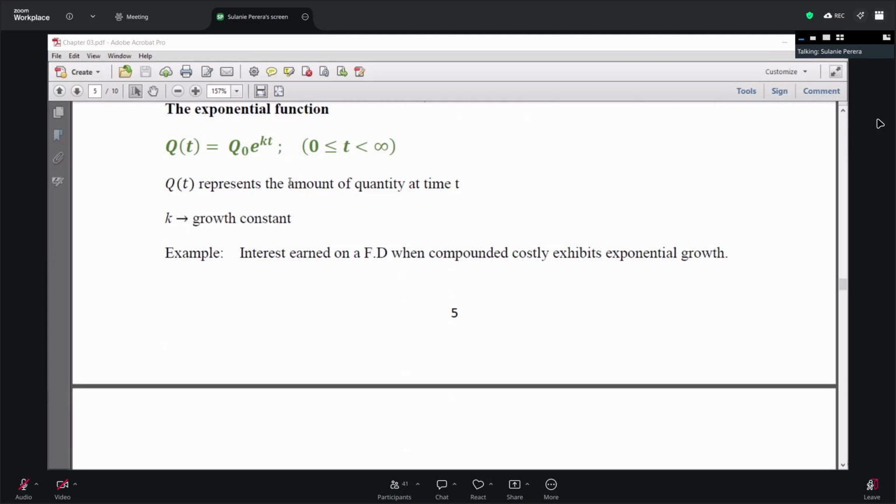So Q(t) represents the quantity at time t, and k we call the growth constant. For example, interest earned on an FD, a fixed deposit, when compounded continuously exhibits exponential growth. There is no bound. As t goes to infinity, the money will also go to infinity. Of course, there is the time value of money. If interest is compounded continuously, it grows in an exponential manner.